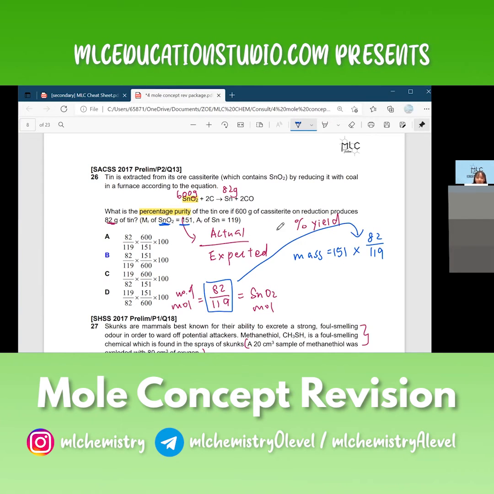And then we know that the percentage purity is the actual mass over the expected mass. Expected mass is 600. And the actual mass is this. So percentage purity will be equal to 151 times 82 over 119, divided by the expected mass, times 100. Okay, actually if you bring it over, it should be 151 over 600 times 82 over 119 times 100, which is actually this.